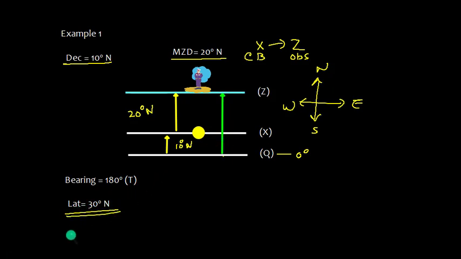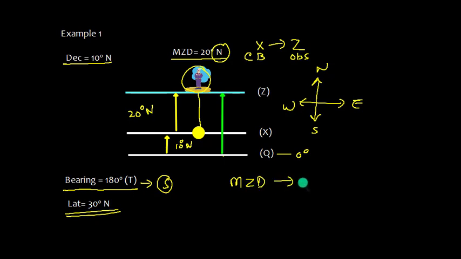Now, coming back to the bearing, as an observer you are here, then you will see the sun is on your south. So, the bearing of the sun is 180, and the meridional zenith distance will have naming as north, because the meridional zenith distance is always named opposite to altitude or opposite to bearing.